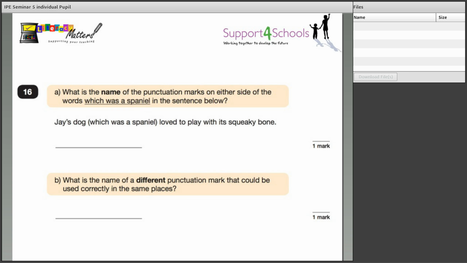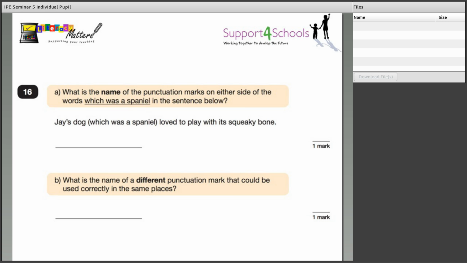And I'd have thought that was a fairly straightforward question. Which was a spaniel. The punctuation marks around them are clearly brackets. And then it says, what's the name of a different punctuation mark that could be used correctly in the same place? Well, this is a relative clause. So there should have been commas around the relative clause.